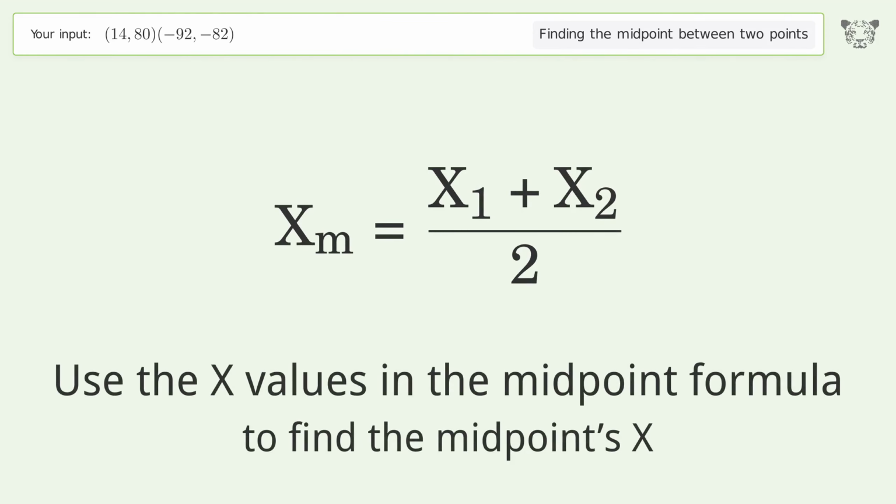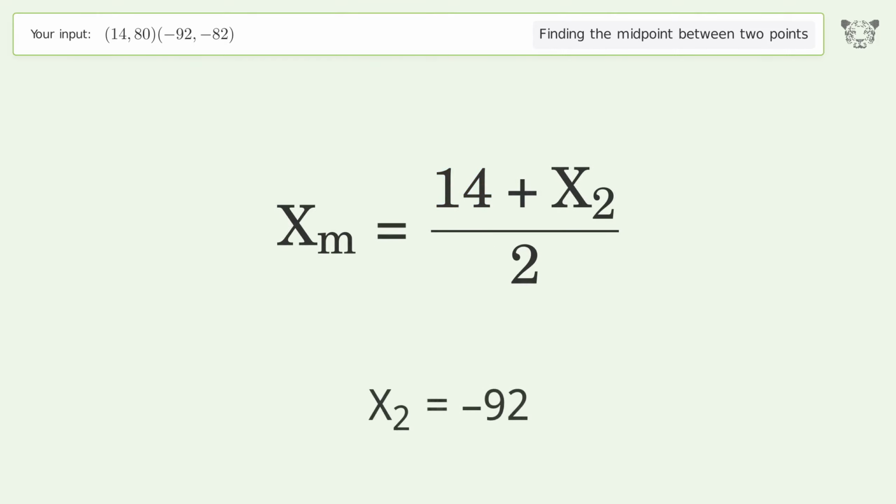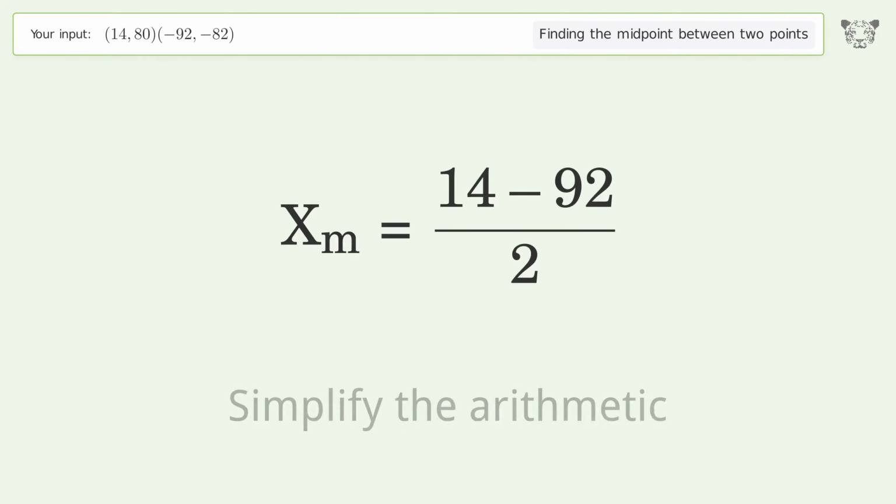Use the x values in the midpoint formula to find the midpoint's x. x1 equals 14. x2 equals -92. Simplify the arithmetic.